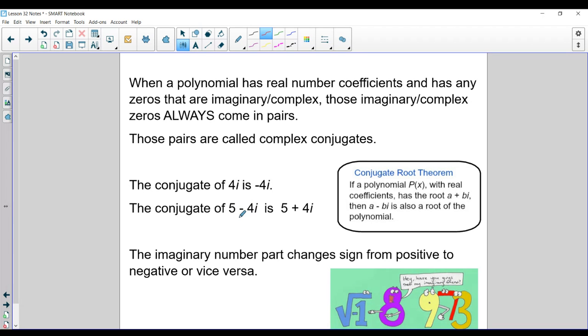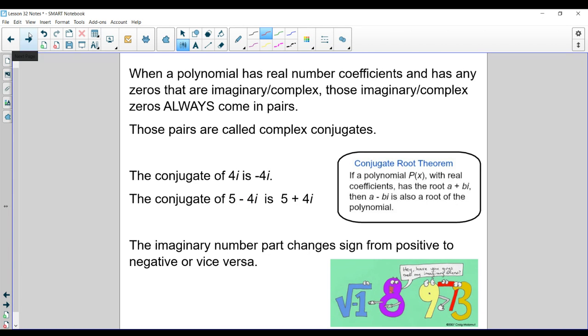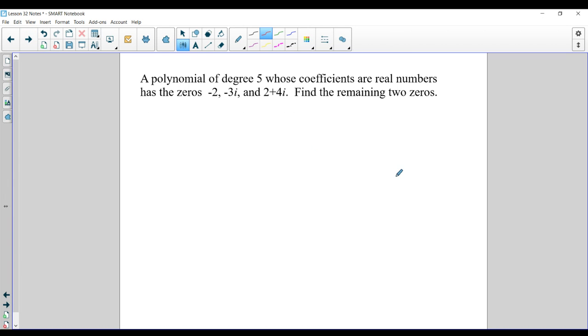So when you have your complex number, real part, imaginary part, notice it's the imaginary part that changes the sign and the real number stays the same. All right, so if I had a polynomial of degree 5 whose coefficients are real numbers and has those 3 zeros, I want to find the remaining 2 zeros.